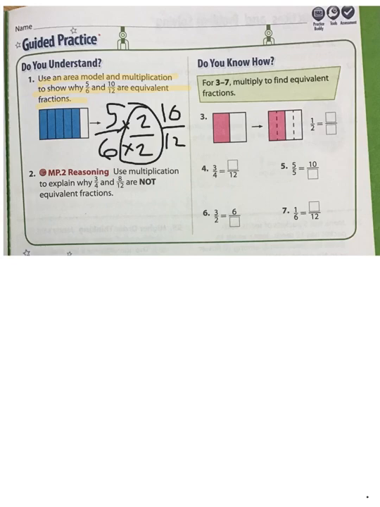Number 2. We're going to use multiplication to explain why 3/4 and 8/12 are not equivalent fractions. Well, if we have 3/4 and we have 8/12, we cannot multiply anything to get from 3 to 8. And to get from 4 to 12, we're multiplying by 3. And 3 times 3 equals 9, not 8. So since we are not multiplying by the same number, it's not going to be an equivalent fraction.